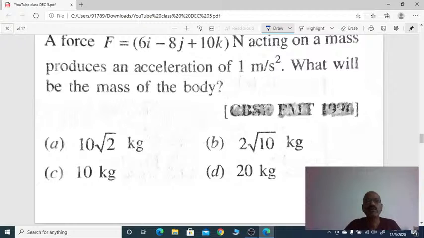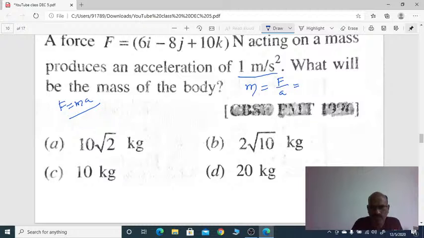A force F equals 6i minus 8j plus 10k Newton acting on a mass produces an acceleration of 1 meter per second square. What will be the mass of the body? Force is given and acceleration is given. From Newton's second law, F equals m into a, so m equals F by a. Now we need the magnitude of F.